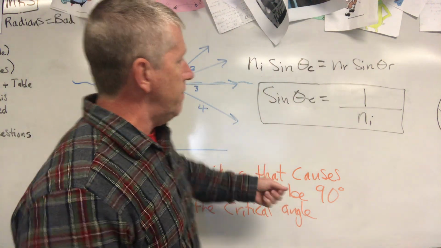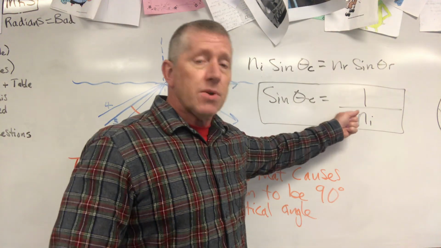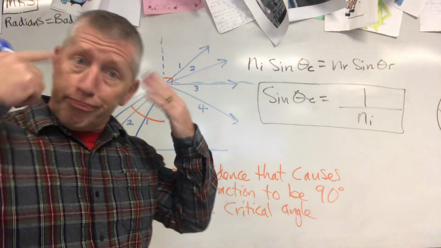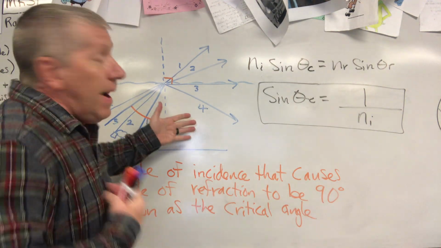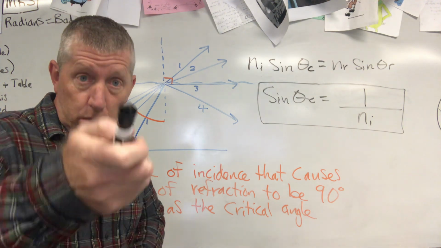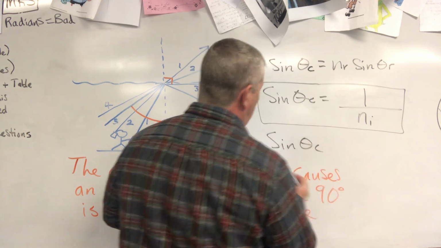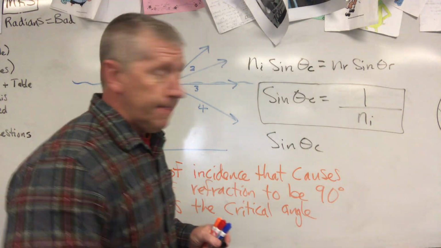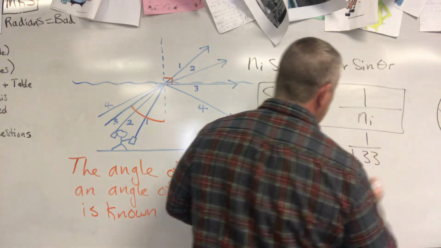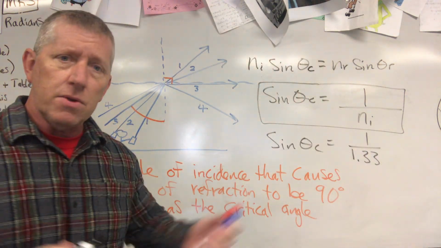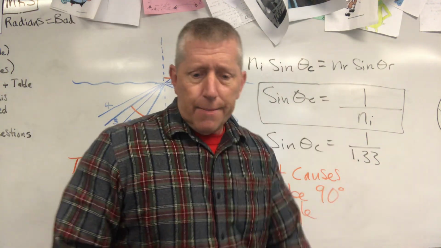You take 1 and you divide it by the index of refraction. I keep saying sine for index today. The index of refraction of the incident material, which in my example would be water. So if we were to calculate the critical angle for water, then the sine of the critical angle would be equal to 1 over 1.33, because that's the index of refraction of water. And we can do that.